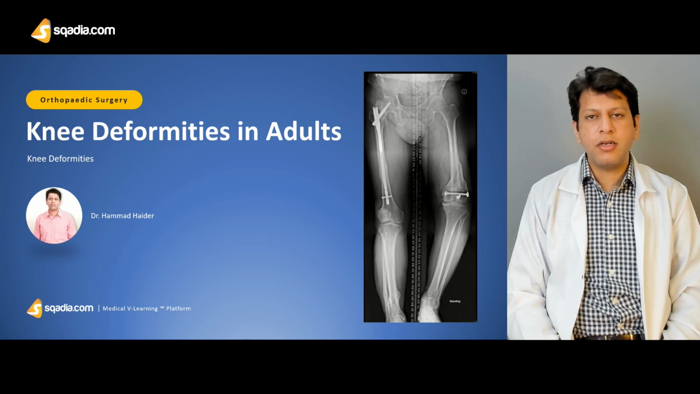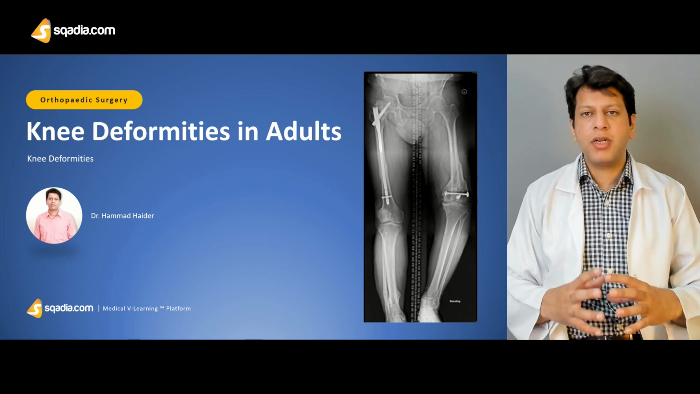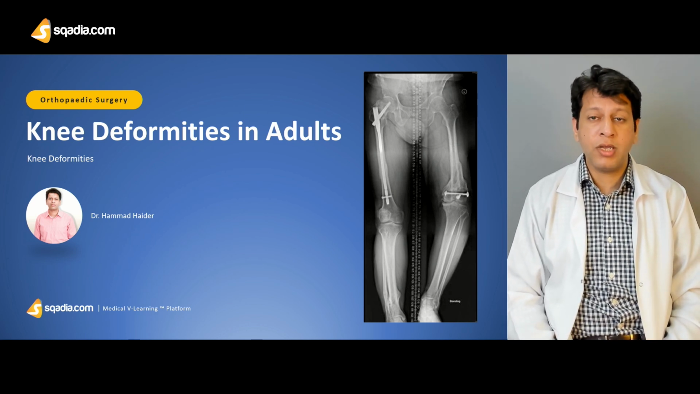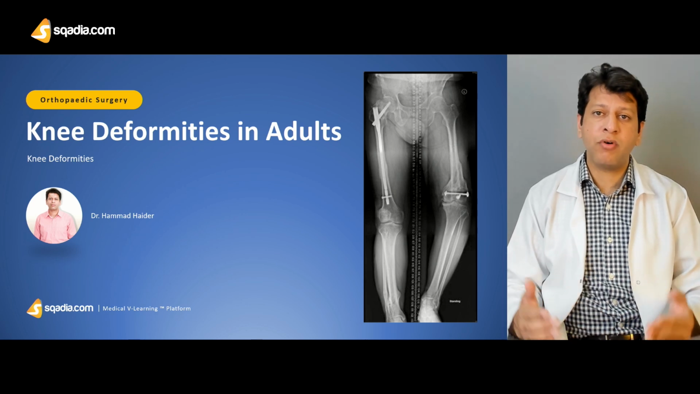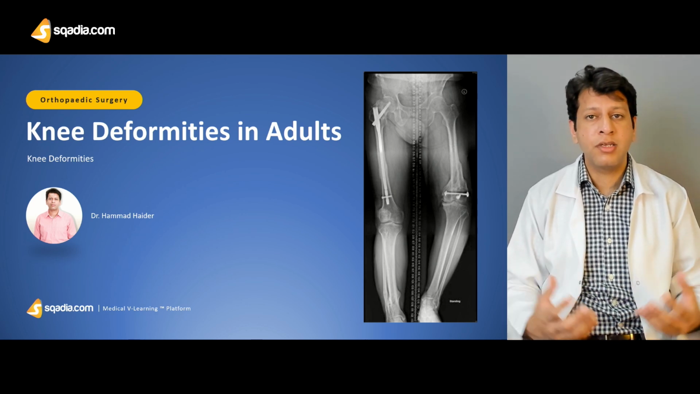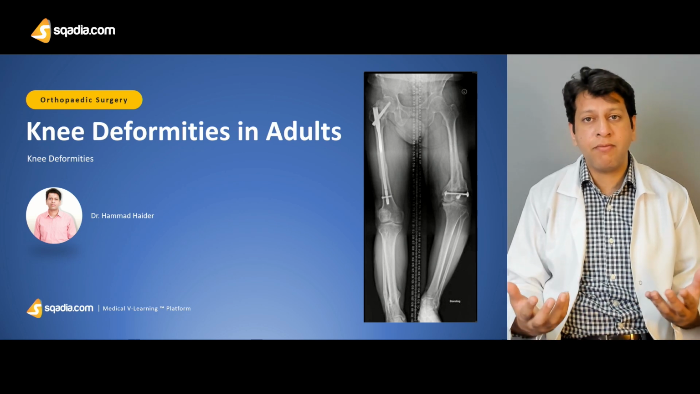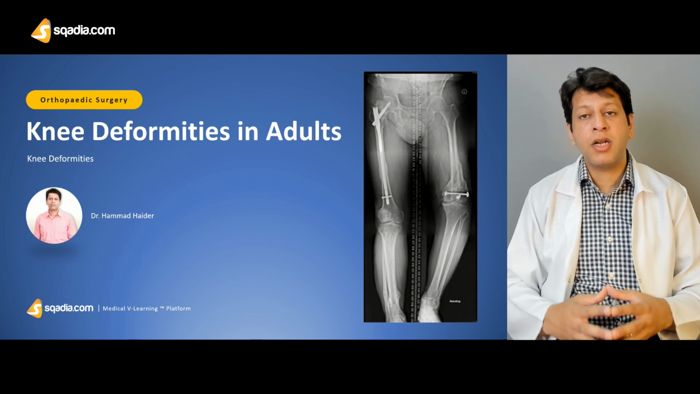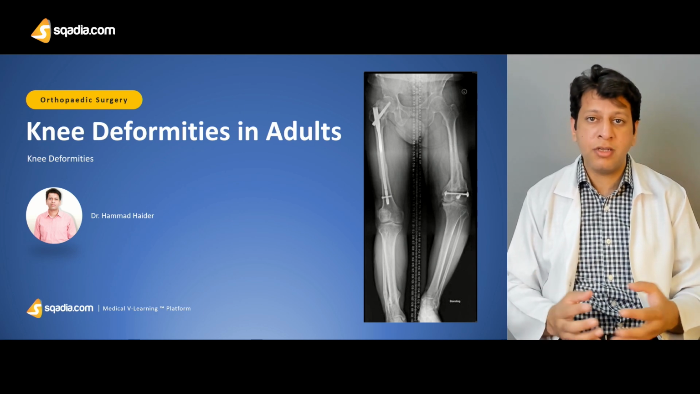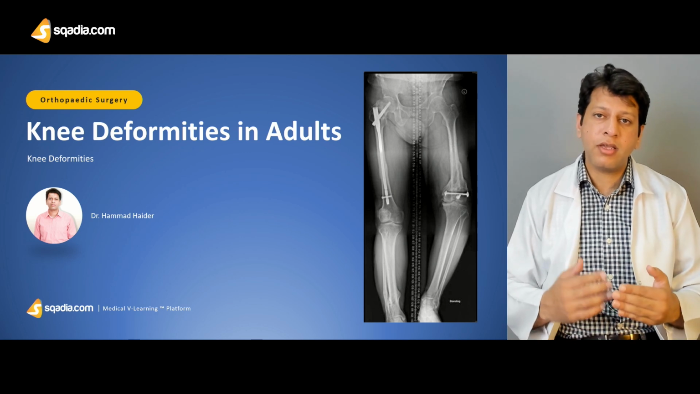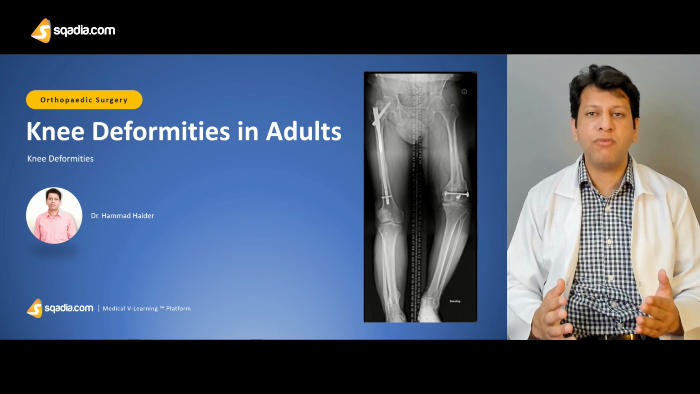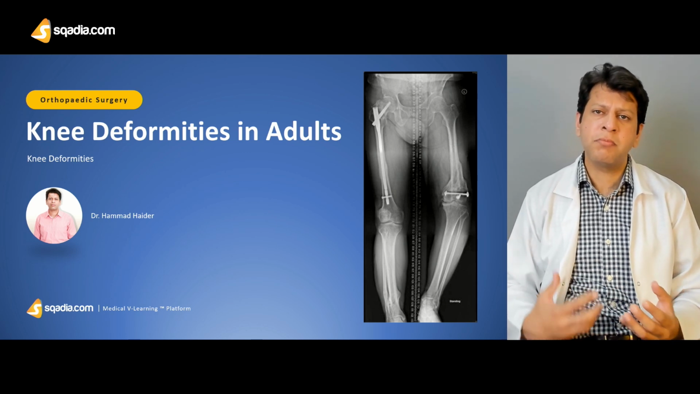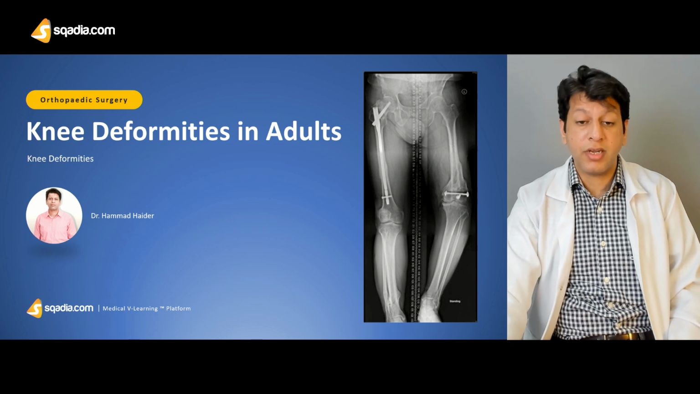Knee deformities in adults. Usually these deformities are unilateral, but they can be bilateral as well, although quite rare. Why? Because if there was a residual deformity, let's say the child had rickets and was left untreated, and the child grew up to be an adult, the child can still have a bilateral bow leg as well. Usually it's very rare, but in adults it's mostly a unilateral deformity, which could be unilateral genu valgum, genu varum, or most commonly genu recurvatum as well.